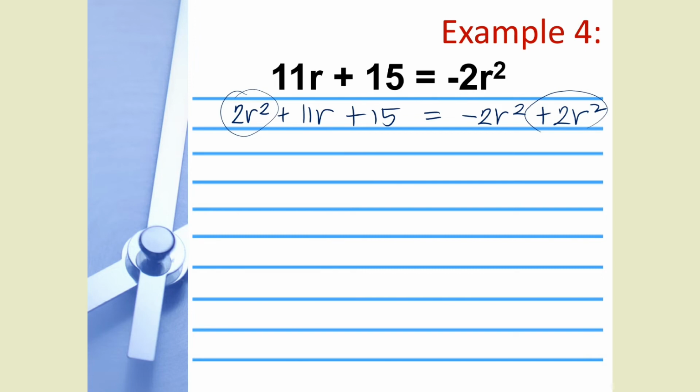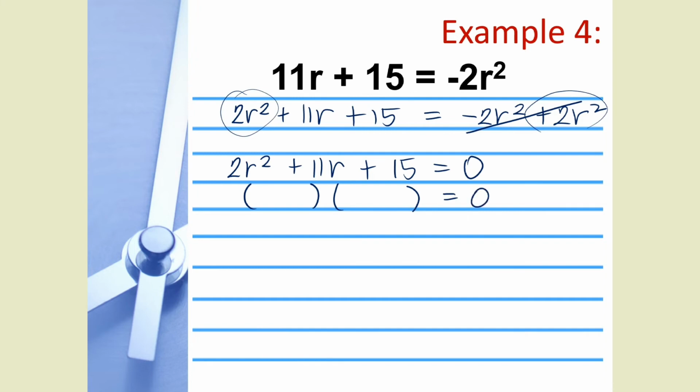So, bring down 2r squared plus 11r plus 15 is equal to, cancel na itong negative 2r squared plus 2r squared on the right side. So, 0 na. Dahil naka-arrange na in standard form at kompleto yung tatlong terms, ang expected nating factors dito ay dalawang binomials. So, gawa lang tayo ng dalawang parentheses, then equal 0.